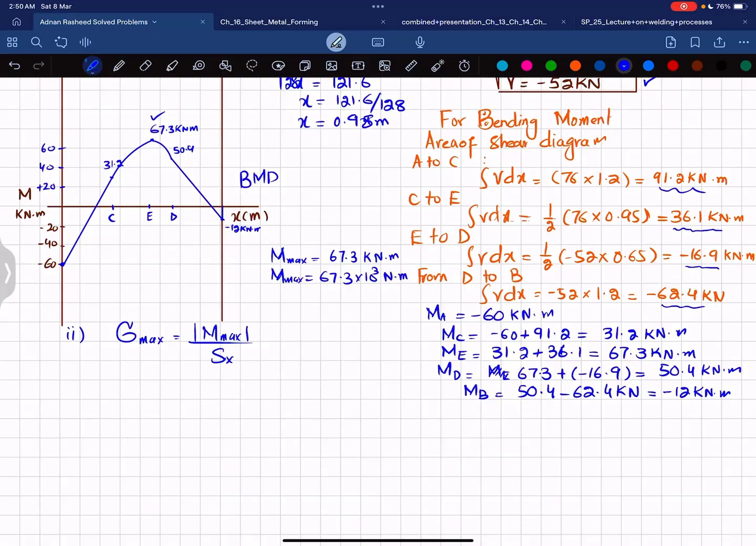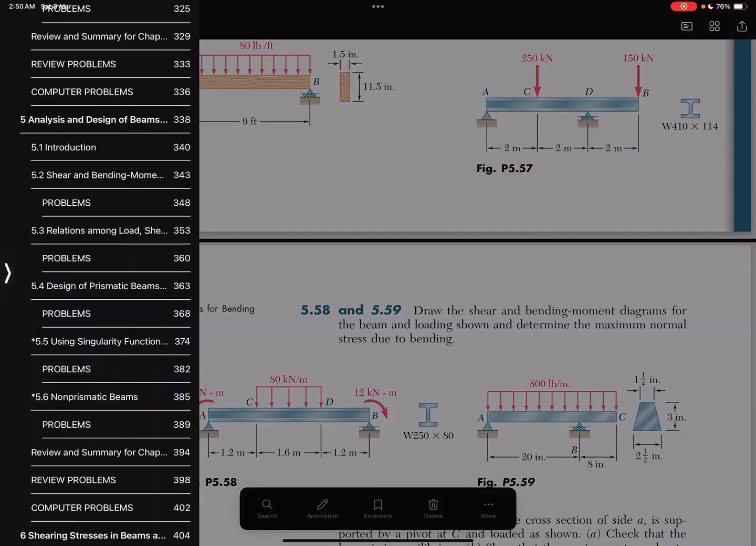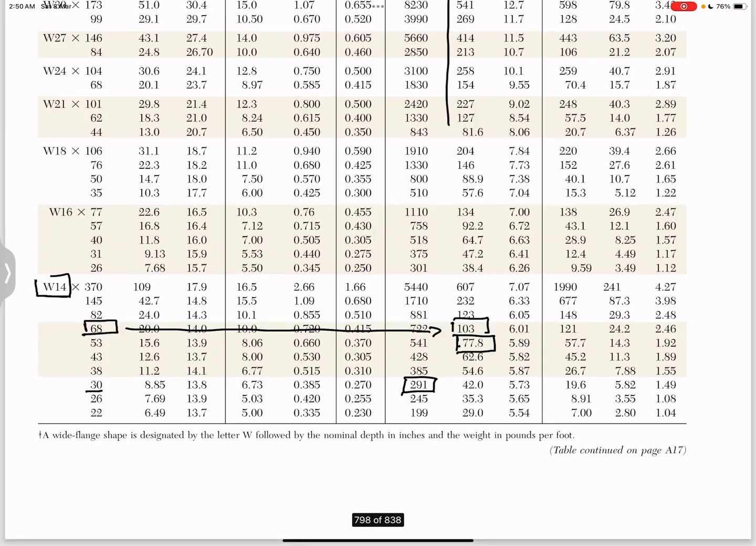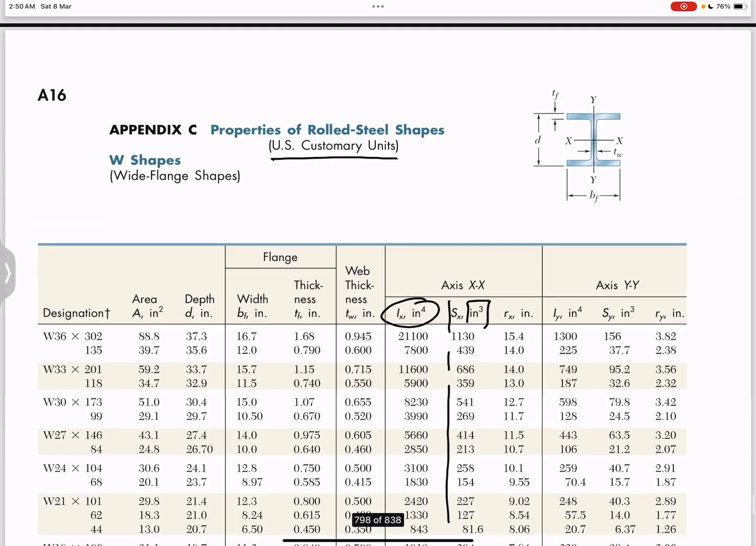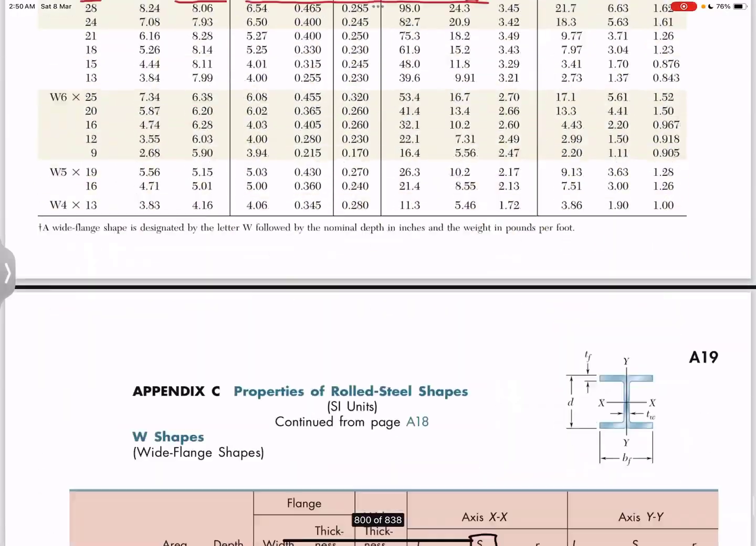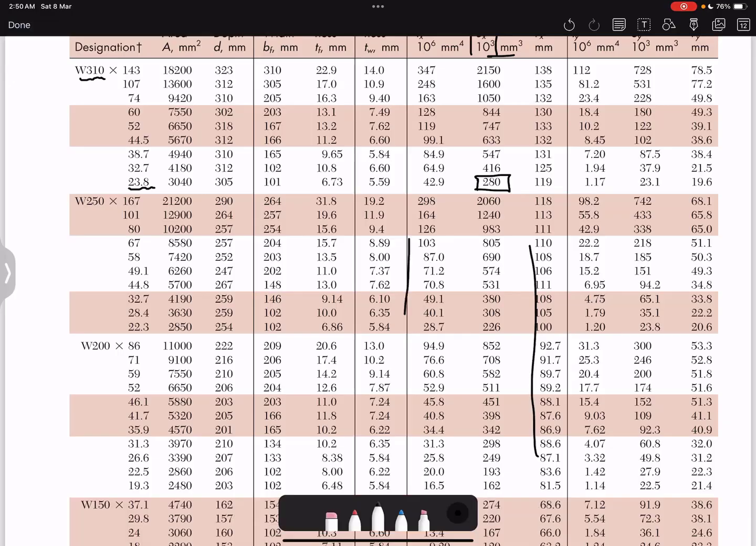What about section modulus? So Sx can be obtained from the appendix of this book. I will move toward the appendix. So you can see appendix C, properties of rolled steel. So you have to move to SI unit W. What was given? W 250 multiplied by 80. So W 250 multiplied by 80 will be somewhere downward. Now you can see on this page, first, you have to be very careful. You have to see W 250 by 80. So W 250 is this and 80 is this.